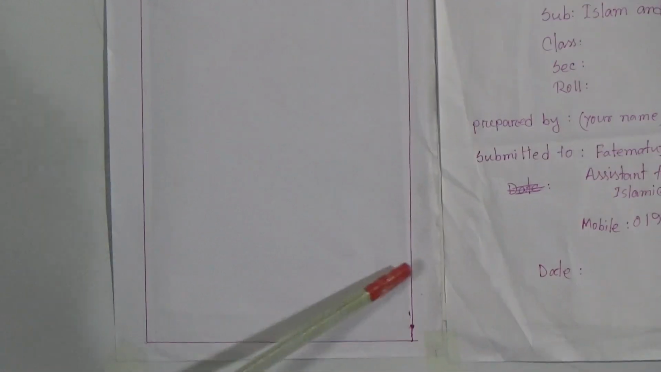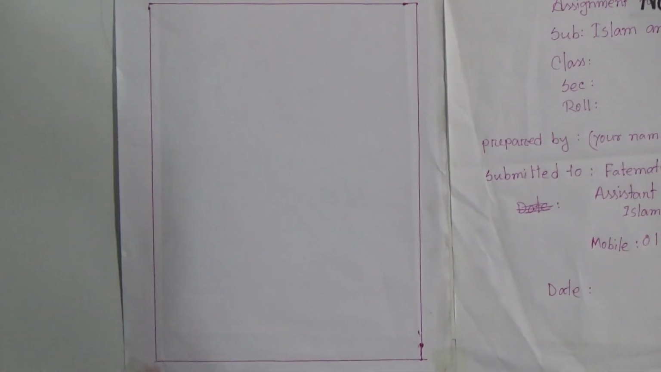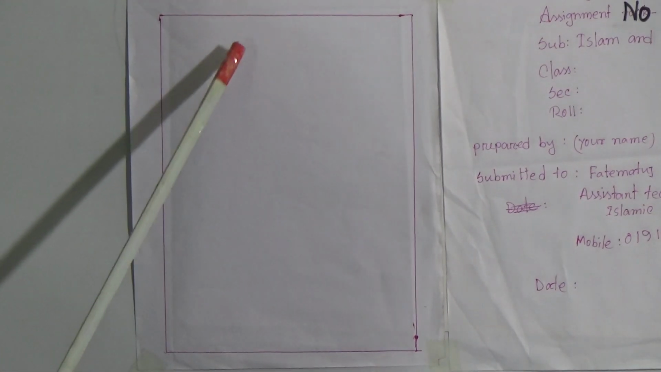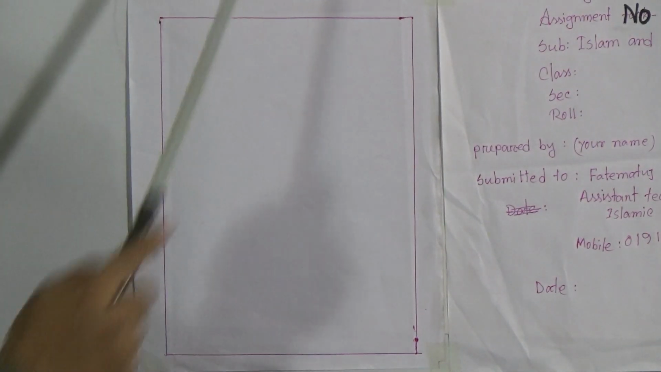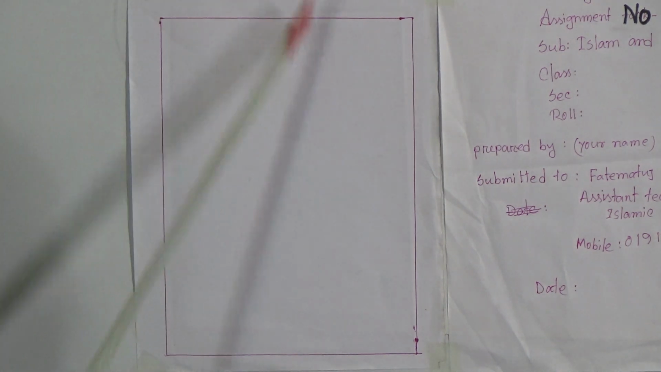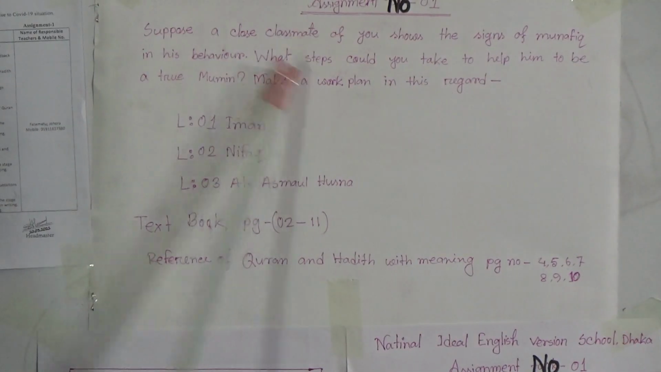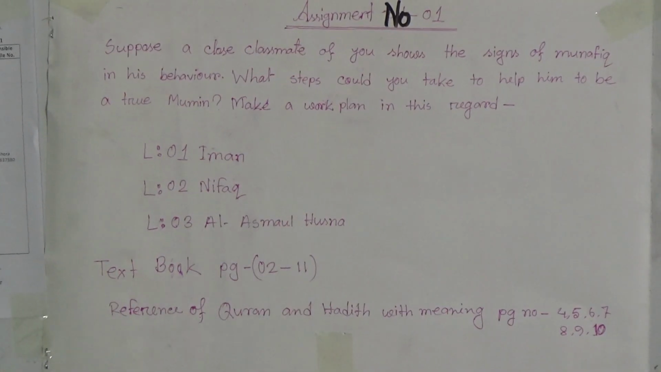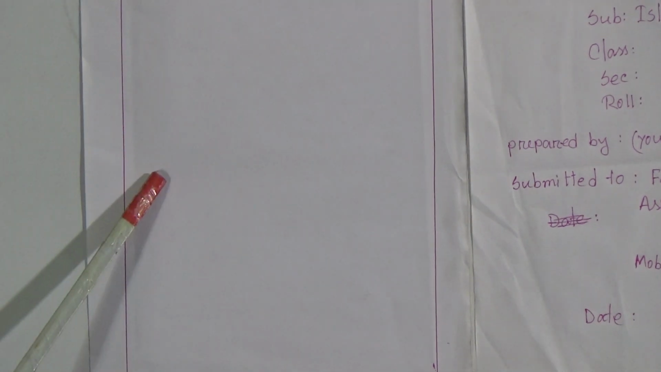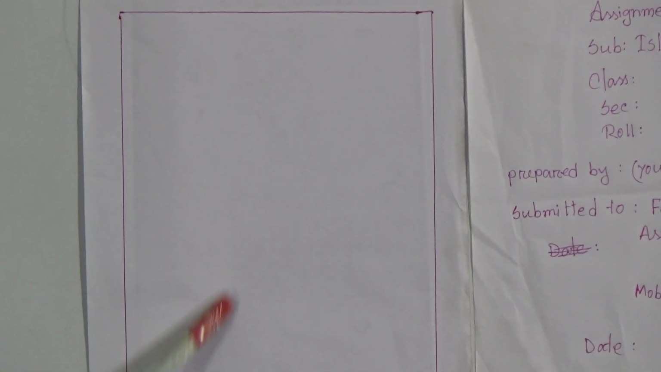Now come to the next page. It will be like this. As many pages as you need should be bordered like this, and you have to start writing from here. Here the first line will be like this: assignment number 1, and here the question is written, the same question. You will write it here. Assignment number 1 and the question will be here, and from here you have to start writing the answer.